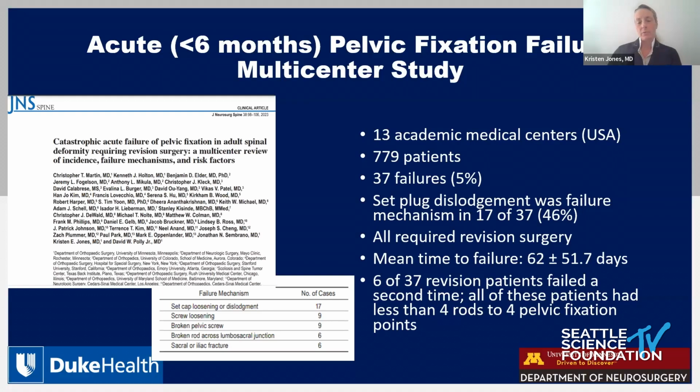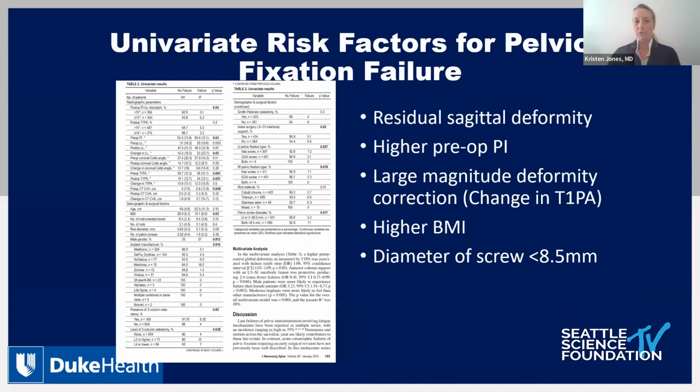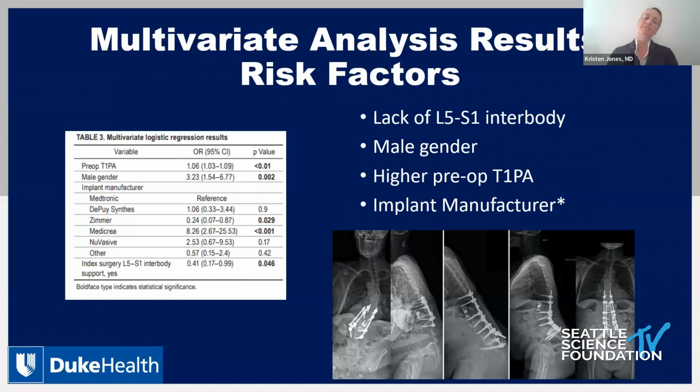And so when we looked at what was happening with these patients, what we found was that a lot of these had high pre-op PI, which you're not going to be able to change in a patient with high PI. And they're having large magnitudes of deformity corrections, and the screws were relatively smaller, less than 8.5 screws. But on the multivariate analysis, what we really pulled out was that not having a 5.1 interbody was a predictor of failure, and having a higher pre-op T1PA, which would indicate a larger deformity, was also a predictor of failure. And the other two I can't explain well. I think the implant manufacturer thing is something to ignore for now because that was mainly out of a single center, so we have some bias with that.